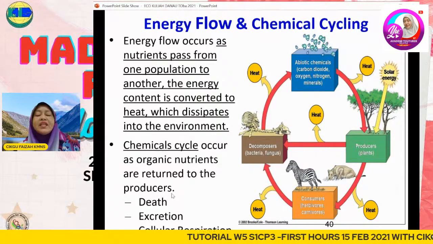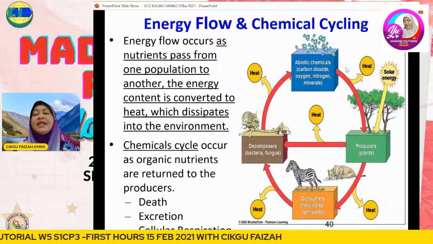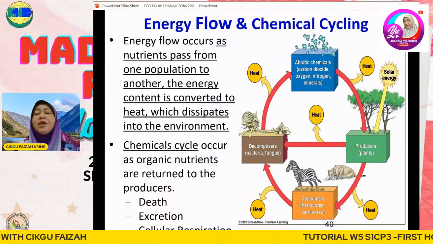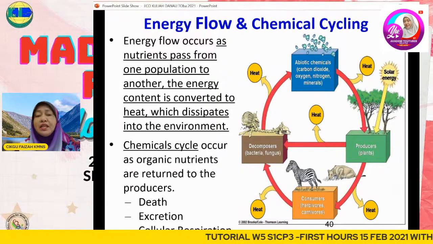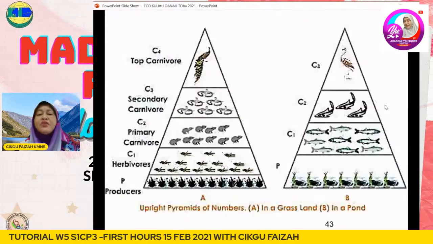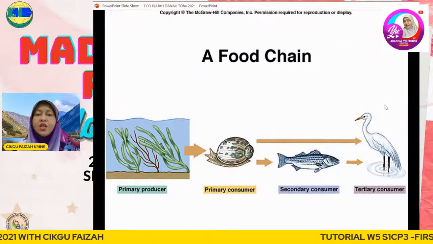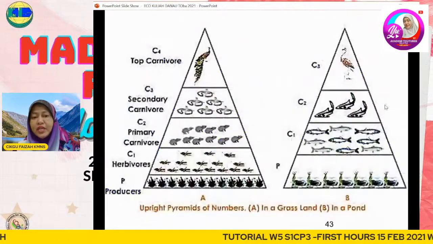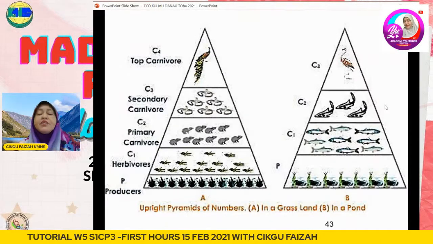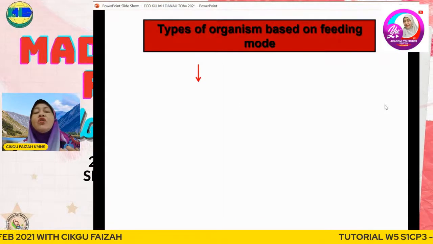So death, excretion and cellular respiration. Okay, this is what we learn in chemical cycling, where as you all can see, our main supply of energy is from the sun. God gave us the sun. Okay, so food chain, I think you are already familiar, food web, right? Okay, so this is what the teacher wants to discuss. From the food chain you all already have knowledge. From the food web, you also have knowledge, okay? And from that food chain and food web, ecologists propose an ecological pyramid. Right, so there are 3 types of ecological pyramid.